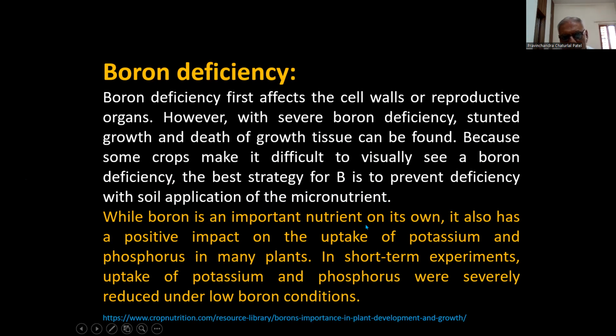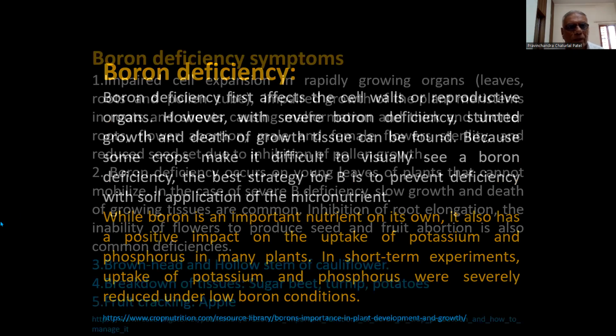While boron is an important nutrient on its own, it also has a positive impact on the uptake of potassium and phosphorus in many plants. So it is related with potassium and phosphorus uptake because it has a synergistic effect. In a short-term experiment, uptake of potassium and phosphorus were severely reduced under low boron condition. So boron can help the uptake of potassium and phosphorus.